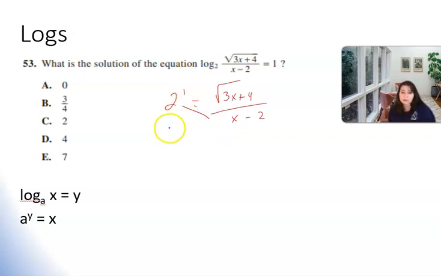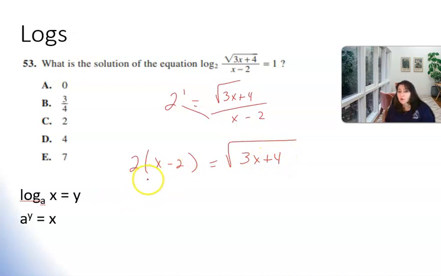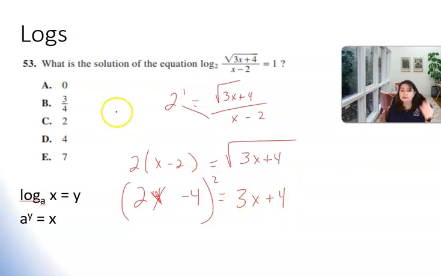We can cross multiply or whatever you want to do, multiply both sides by this. We would then have 2 times x minus 2 equals, and then this would be 3x plus 4. Sorry, that's supposed to be 2x minus 4 equals, and then we're going to square both sides. So we would end up squaring this. It could be very, very time consuming, and that is what ACT is expecting. It's a 53. It should be pretty time consuming.